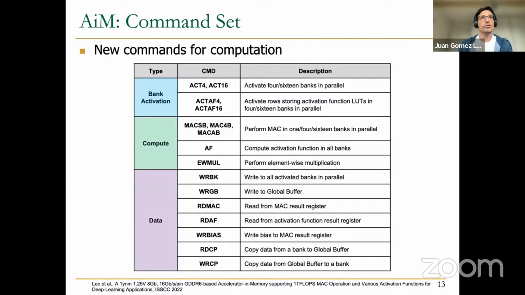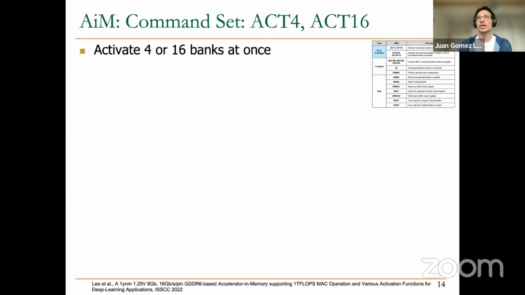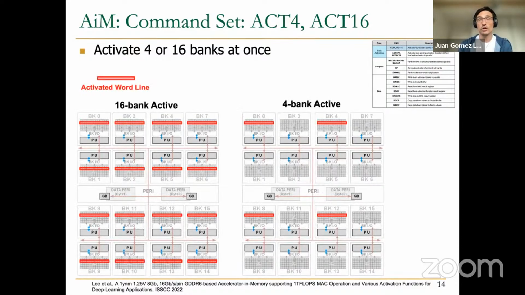Actually, we start first with the bank activation commands. The novelty here is that it's possible to activate either 4 banks or 16 banks at once with these 2 ACT4 and ACT16 commands that have been added to the GDDR6 command set. And on the left-hand side, we see an example of 16 banks being activated. You can see how the same row is activated in the different banks, while on the right-hand side, you see the example for a 4-bank activation. As you see, the banks that are activated in this case are bank 0, 4, 8, and 12.